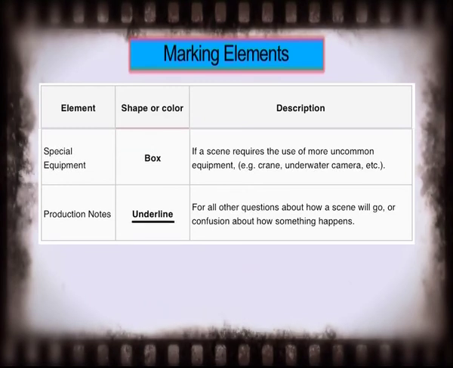Then comes the very important element, which is called the production note. Production note is generally underlined in a script. It actually indicates if there is any confusion, the assistant director indicates that in that production note box.